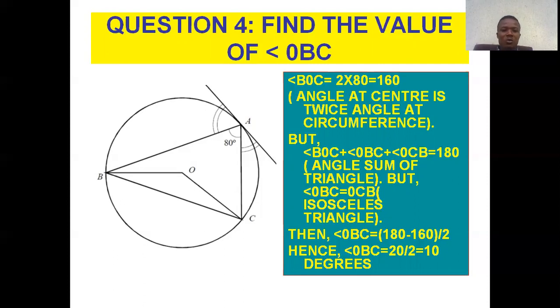But angle BOC, which is the angle at the center, is already 160 degrees. Therefore, we have to remove that 160 degrees from 180 degrees, which is the sum of angles of a triangle. When I remove 160 from 180, I am getting 20 degrees. And the angle OBC and the OCB are sharing the 20 degrees because they are equal, and they are the base angles of the isosceles triangle. Therefore, I will divide the 20 degrees by 2 to find out that my angle OBC is equal to 10 degrees.